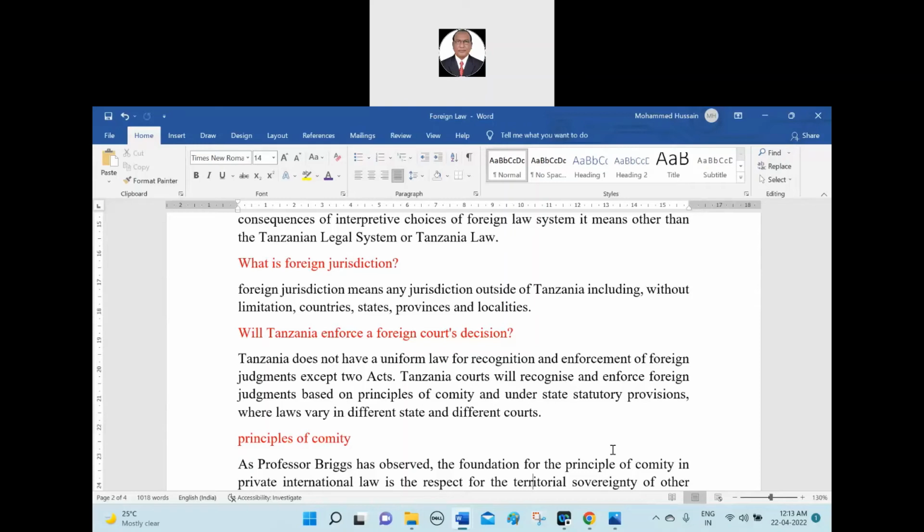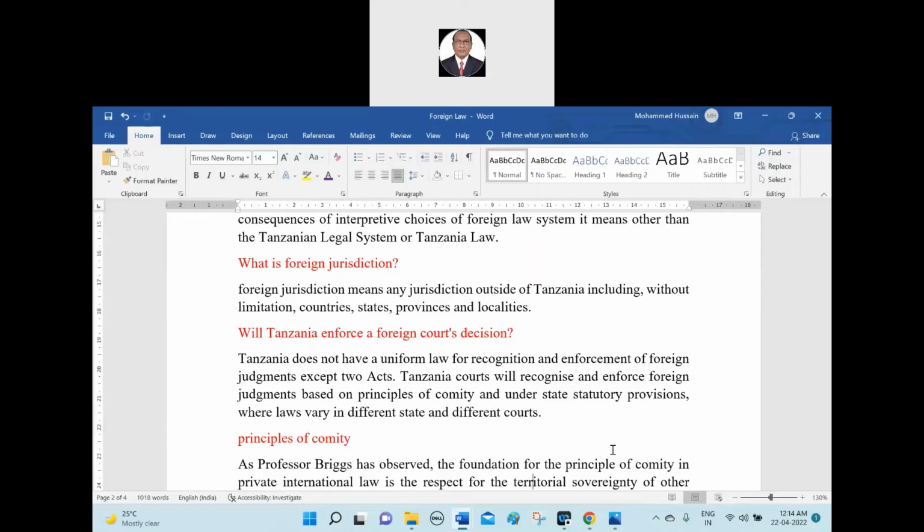Why will the Tanzanian court recognize and enforce the foreign judgment? Because of the principle of comity. Can anybody tell me what is the principle of comity? If you know it, please tell me. If you don't know it, say pass. As I understand, it's the respect of territorial sovereignty. I appreciate. You are right.